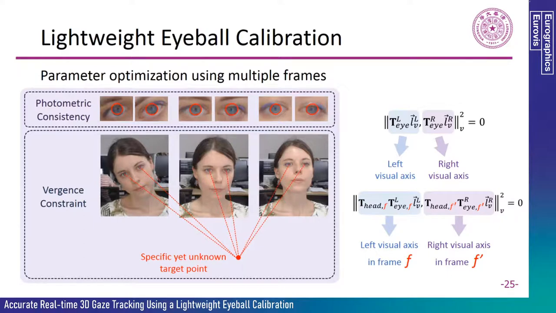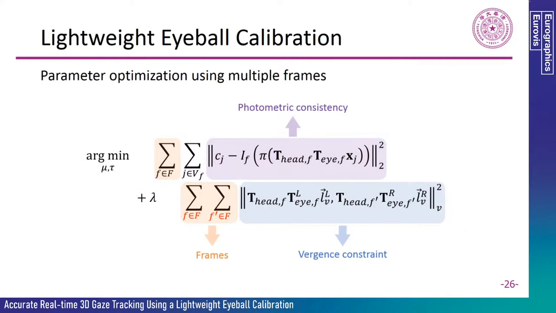As mentioned before, in all the calibration frames collected, the 3D point of regard remains constant. The visual axes of both eyes in all frames have to intersect at the target location. So the gaze vergence in one frame can be extended to a constraint with respect to any two frames. In general, the energy to be minimized in the calibration has two parts. One measures the photometric consistency in all frames, and the other constrains the gaze vergence in every pair of two frames.